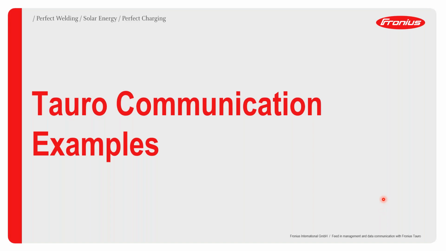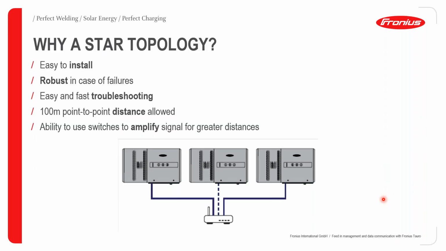Okay, moving on to the Tauro communication examples. Okay, starting off with what is a star topology or why a star topology. Okay, so firstly, a star topology is easy to install. Okay, it's robust in case of failures. So for example, let's say that this first inverter, okay, the communication or the pilot card in this first inverter fails. It will not affect inverter 2 and inverter 3. Inverter 2 and inverter 3 can still send their data independently to the local router.